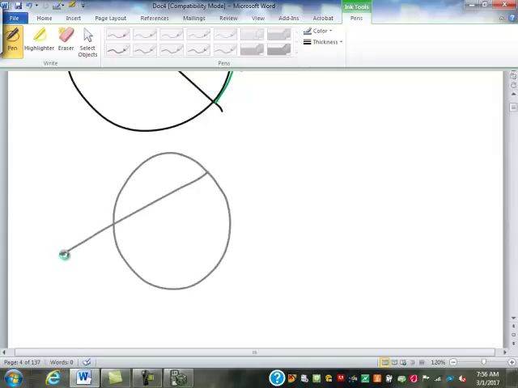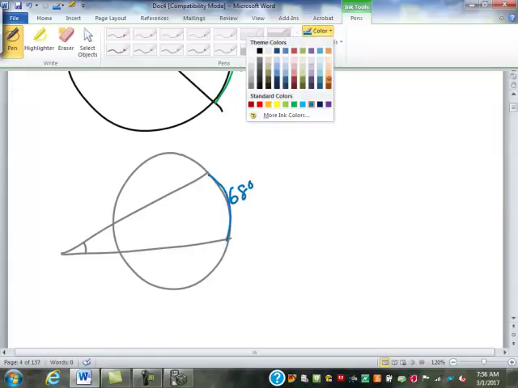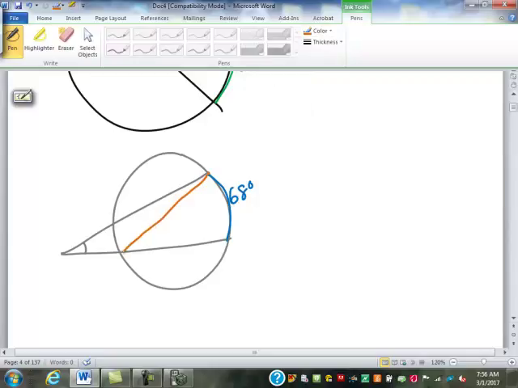So what happens if we extend our chords into secants? Remember, the difference between a chord and a secant is the secant keeps going outside the circle. And I want to look at this angle here. Let's give this a 68 degree arc out here. As you recall, this angle here would have to be 34 degrees, half of that arc, because that would be an inscribed angle on the surface of the circle, vertex on the circle.